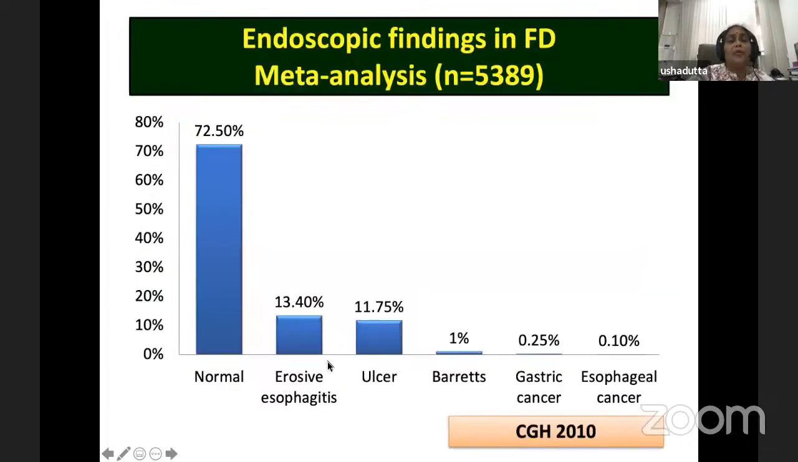And the important thing for us to realize is you send a patient for endoscopy and the endoscopy comes normal. So the patient is distressed, why did you get an endoscopy done?